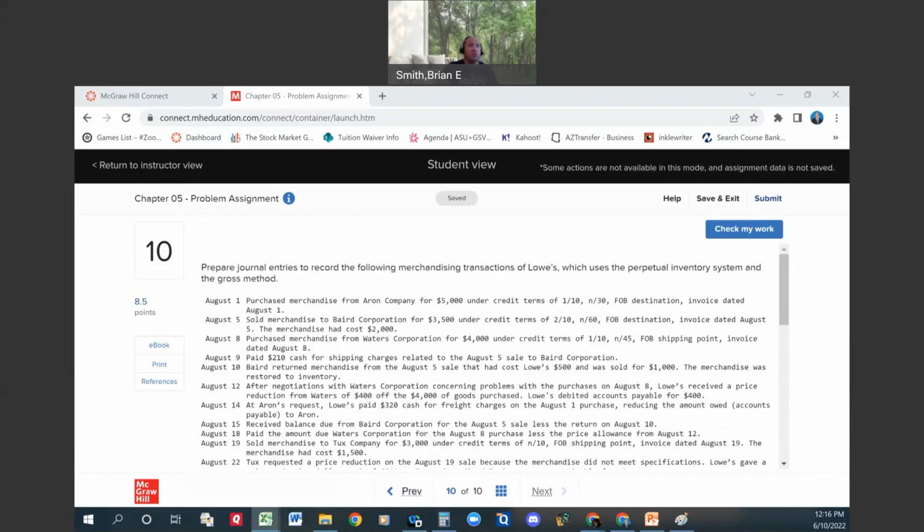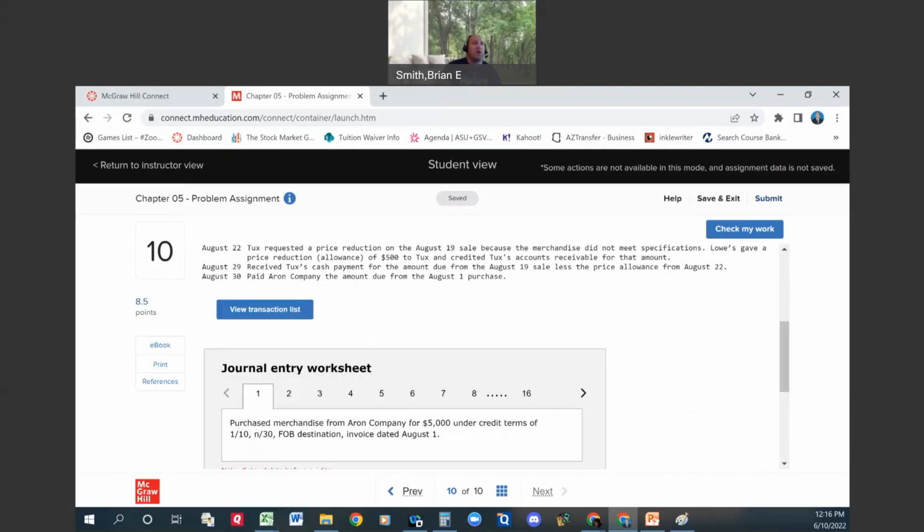So purchase merchandise from Aaron Company for $5,000 under credit terms 1/10 net 30, FOB destination. Invoice dated August 1st. So FOB destination, who owns it in transit? They do, not us. We bought it from Aaron. We're not going to have ownership until it gets to us. So we're not paying. Purchase merchandise from Aaron Company.